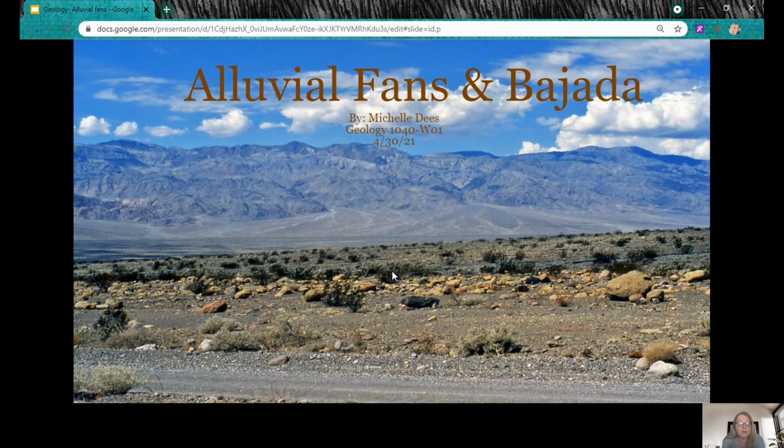Okay, so what we're looking at right now is the Cottonwood Mountains and Death Valley in the Death Valley National Park, California. So what we're essentially looking at right here is at the bottom kind of the mountain where you see the lines coming down, those are the alluvial fans. And then the farther you go down is the bajada. So we're going to talk about that right now and kind of what you see, fine grain materials, gravel, sand, and some boulders.